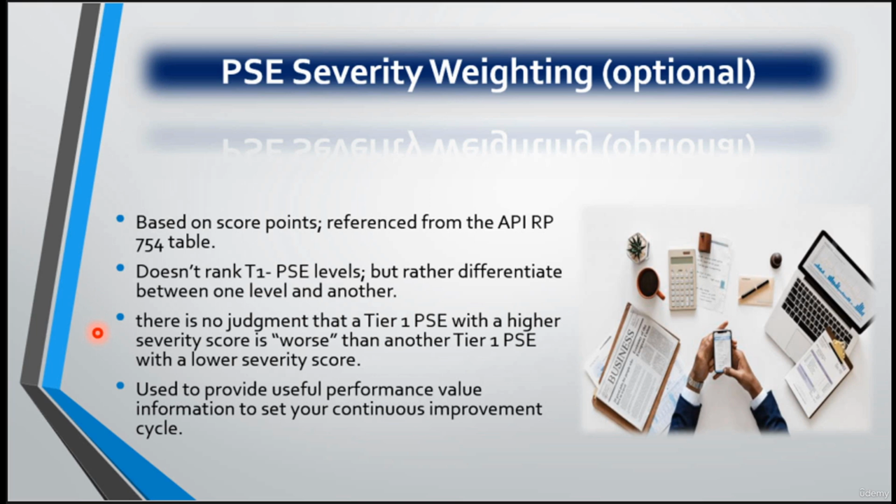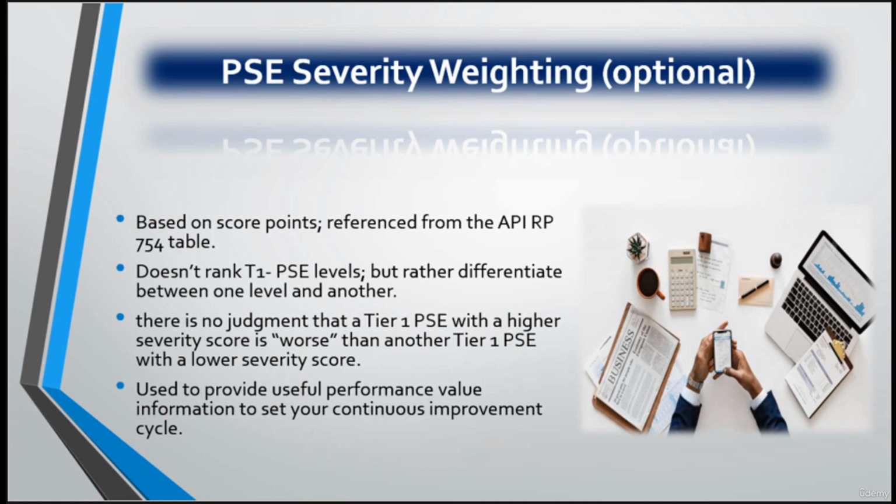So why am I doing this? This is done to provide you with useful performance value information to set your continuous improvement cycle. Let's say, for example, the company wants this year to have 20 score points of PSE severity. I shouldn't exceed those 20 score points, or I want them to be 0. This is just set to give you a reference point, no more, no less. If you achieve the target, meaning you have accomplished 20 score points or less, it will be beneficial and an indicator that the process safety system is actually improving.